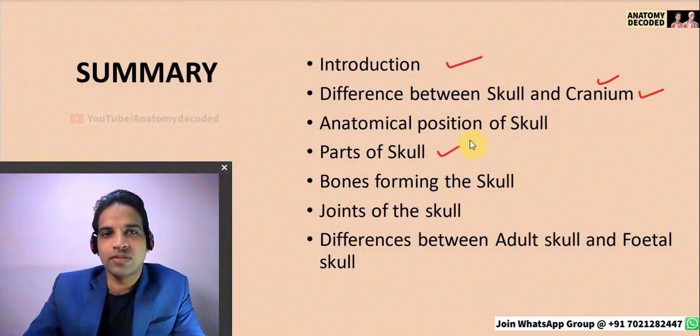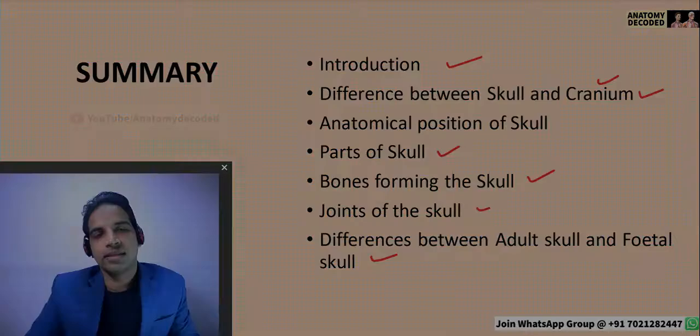In parts of the skull, we saw there is a cranial skeleton and facial skeleton. We saw various bones forming the cranial skeleton, various bones forming the facial skeleton. Then in joints, almost all bones are united by sutures except one joint, that is temporomandibular joint, that is a synovial joint, whereas other joints are the fibrous joints. And we saw differences between the adult skull and fetal skull. So this was just an introductory lecture of the skull.